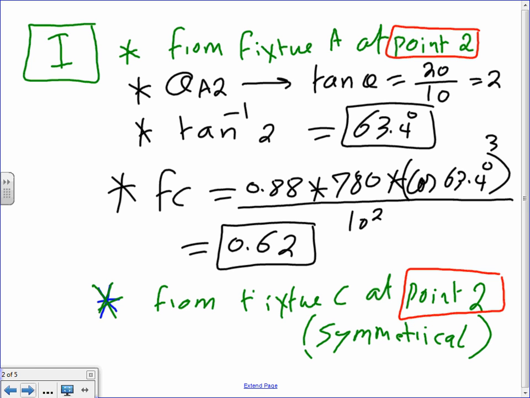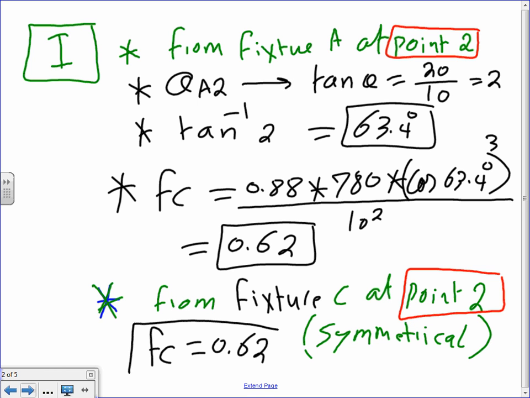The same thing, guys, I said from fixture, believe it or not, this is a fixture. From fixture C at 0.2, symmetrical, so that will also be what? Foot candle equal 0.62. Can you guys see that? Everybody understood why C to 2 is the same as A to 2? You don't have to do the math on that. Any comments, any questions, guys, about this?